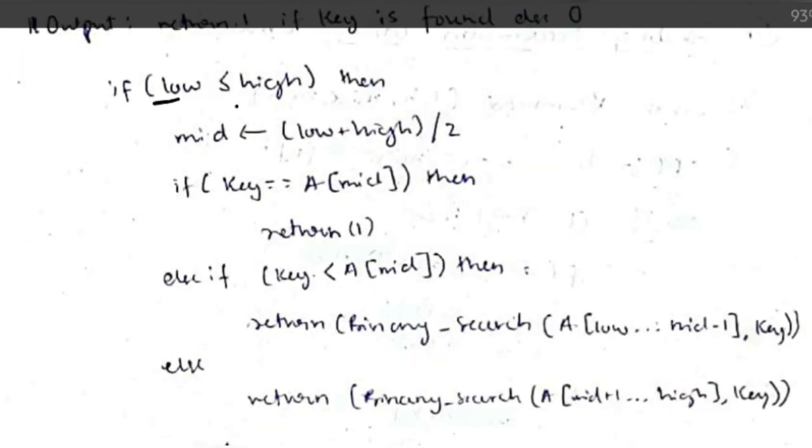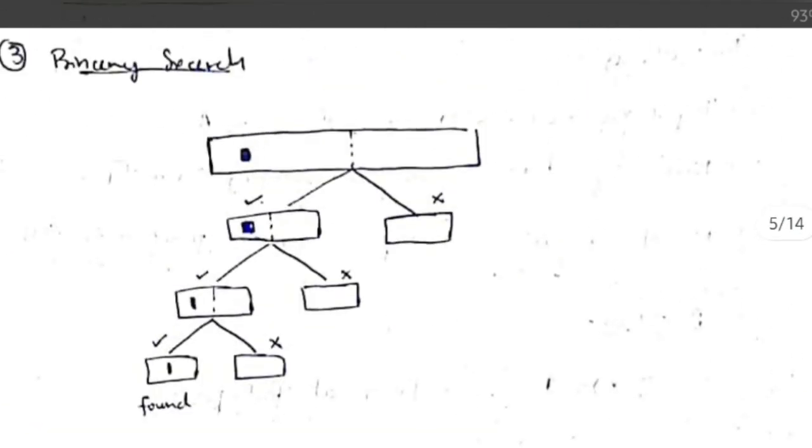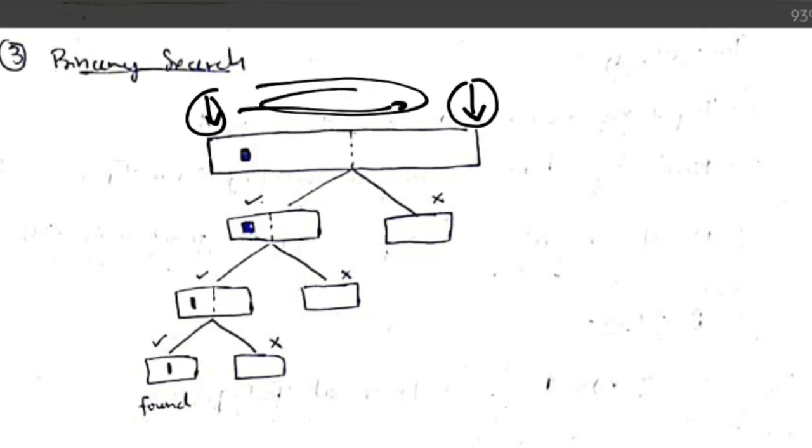We will proceed only if low is less than or equal to high. See, initially low will be the first position, meaning 0, and n minus 1 will be high. So when we have low less than or equal to high, meaning we are within this domain, only then can we search for the element. After that, what we'll be doing is finding mid.